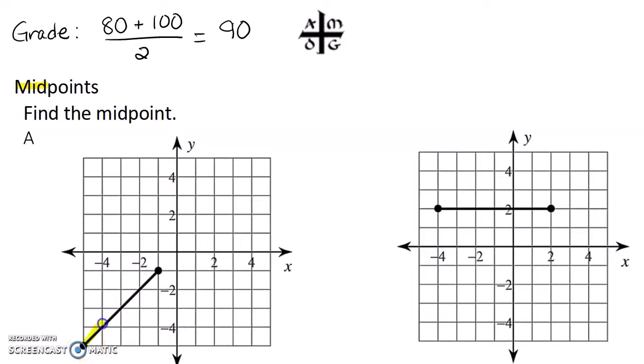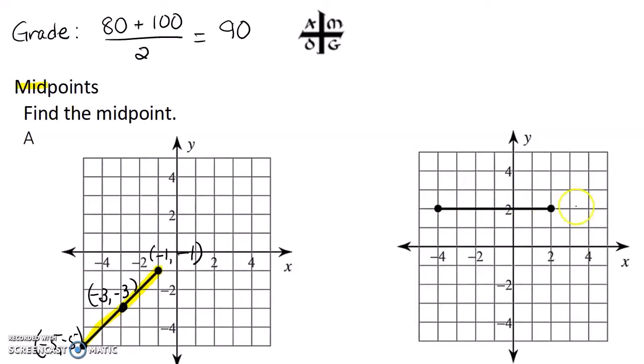Now that I'm looking at this segment here, I have to take the endpoints into consideration. So we have (-1, -1) and (-5, -5). Then I want to find the average x. So I take -1 plus -5, which is -6, divide that by 2, and I get -3. -1 plus -5 divided by 2 is also -3. So the midpoint of that segment would be (-3, -3).